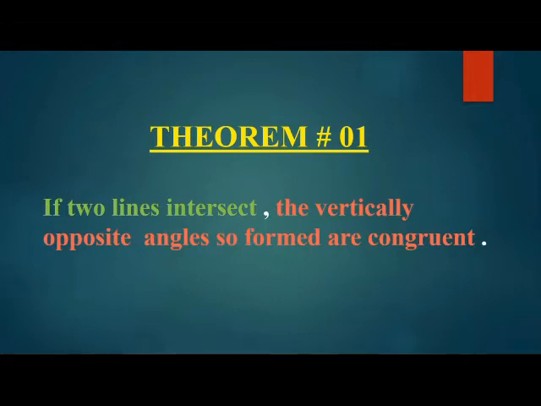So this is a general enunciation which we are going to prove by the 6 steps of proof which we have learned in the previous slide. So what does theorem number 1 say? It says that if 2 lines intersect, the vertically opposite angles so formed are congruent.